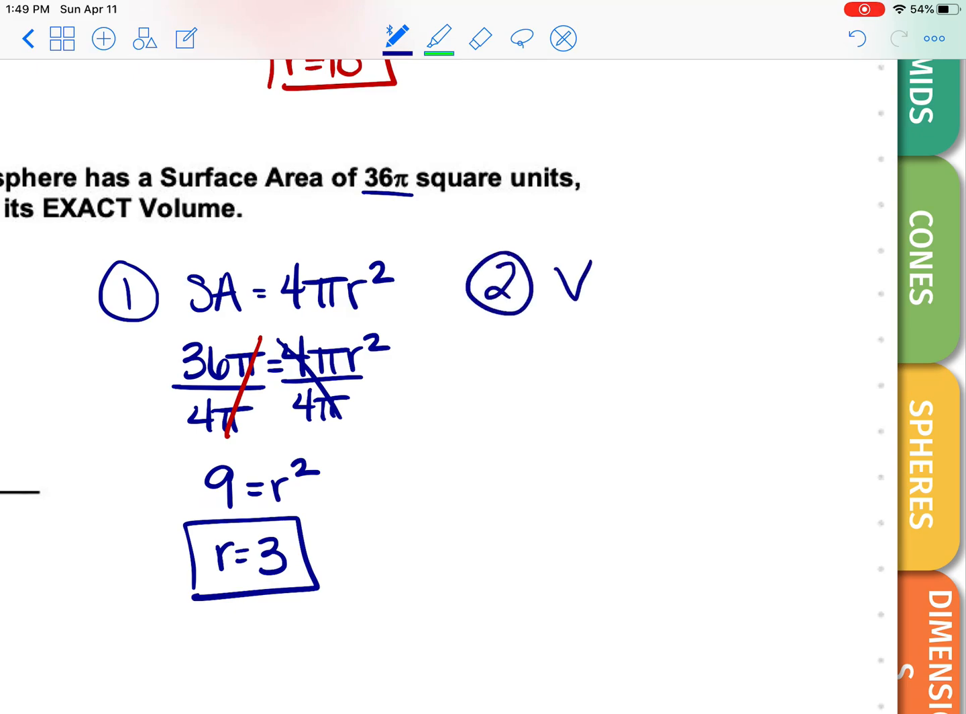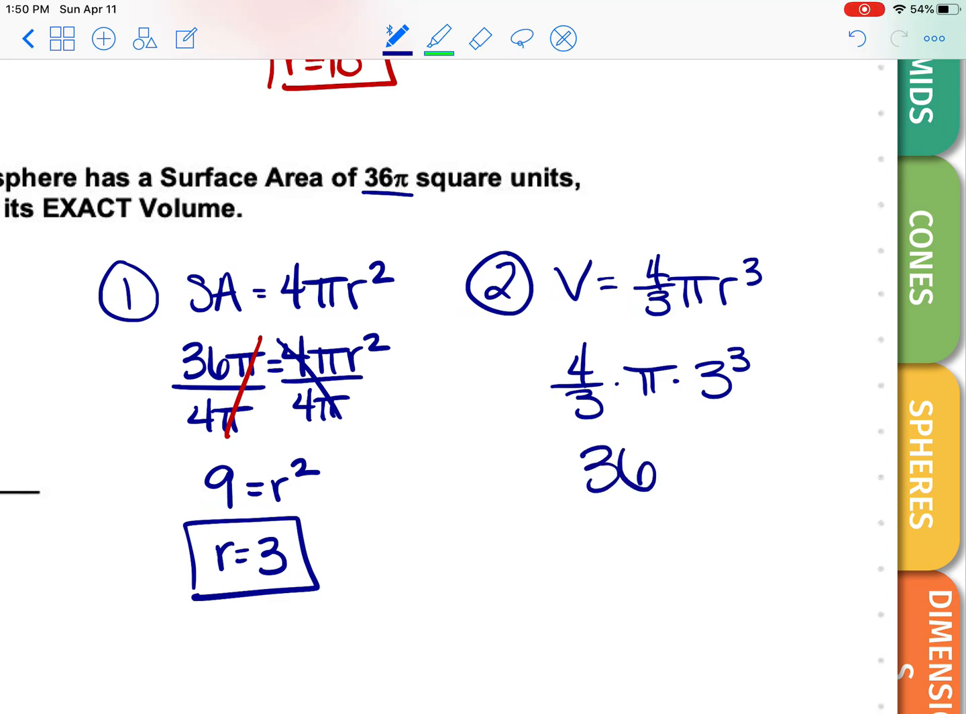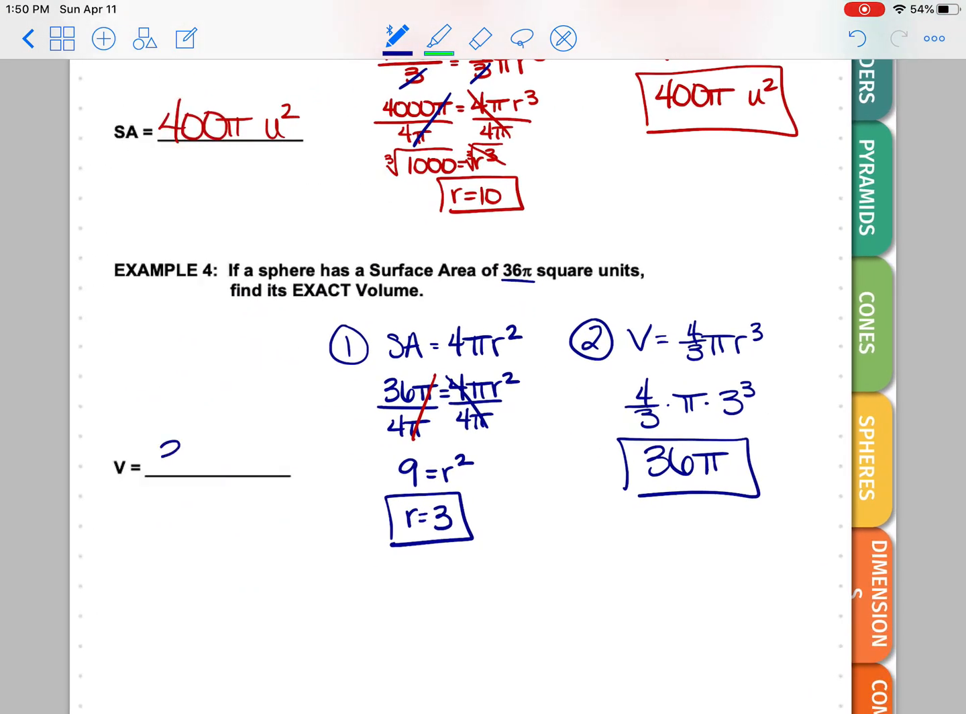Now let's go to step 2, to our volume formula. 4/3 pi r cubed. We know our radius is 3, so we can say 4/3 times pi times 3 cubed, which is 27. 27 times 4 divided by 3 gives me 36. Put the pi next to it, and that would be your volume.